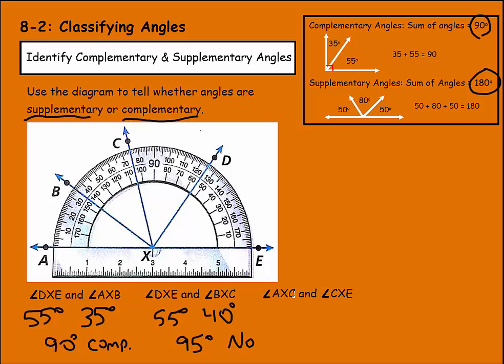Now we have AXC, which is 75 degrees. And CXE. If we look at that one, that's 105 degrees. 75 plus 105 will give me 180 degrees. And as we've seen before, 180 degrees is supplementary. So we're going to say this is supplementary.